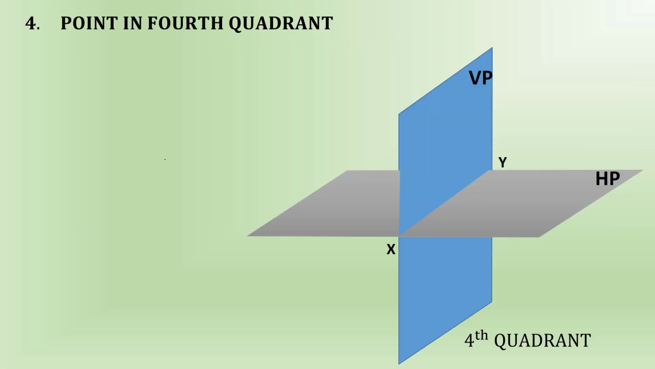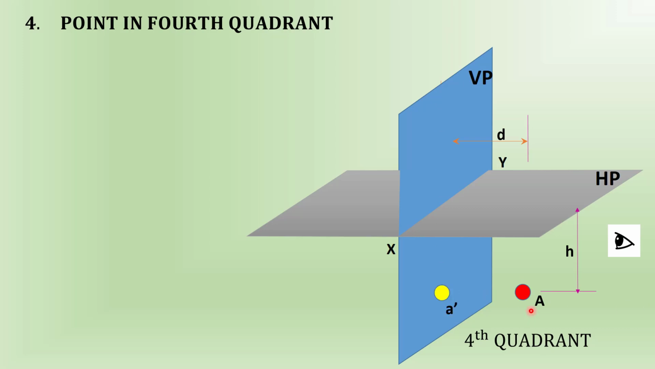Now let us consider another point which is lying in the fourth quadrant. Fourth quadrant means it will be in front of VP and below HP. So let us consider a point capital A, which is at a distance of D from the vertical plane and small h from the horizontal plane. Now when you look at the object from the front, the image of this one appears to lie somewhere here, right, which is known as the elevation.